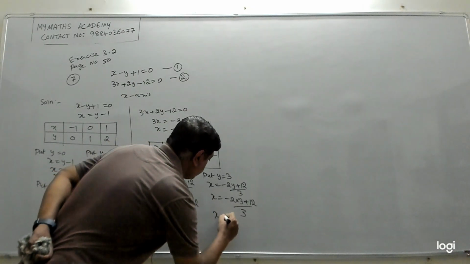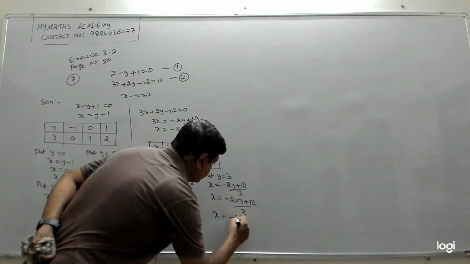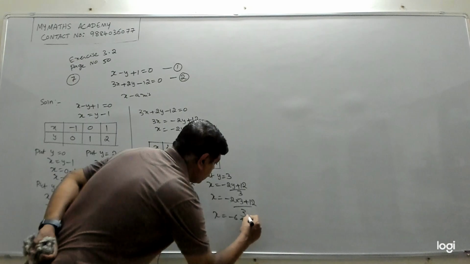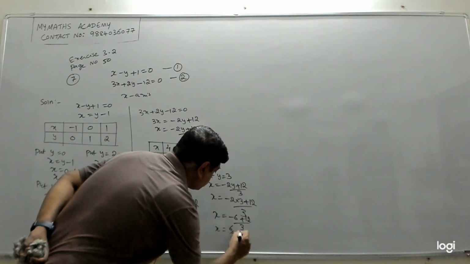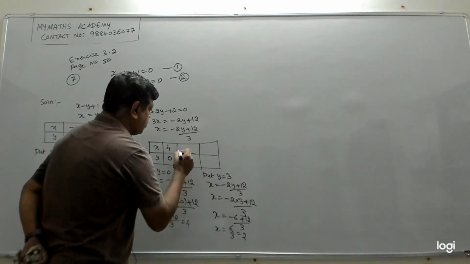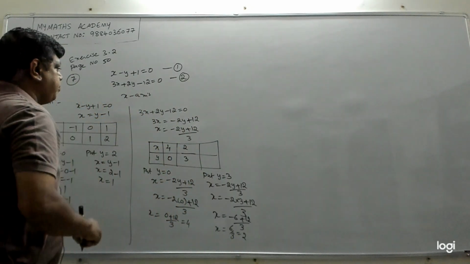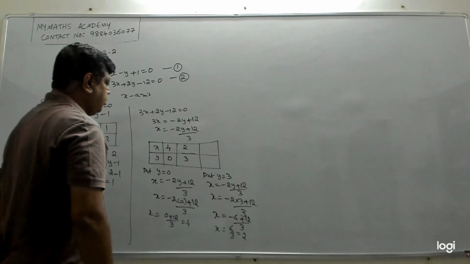So everywhere I am writing that. So x is equal to, now what, minus 2 into 3 is minus 6 plus 12 by 3. So my x becomes 6 by 3, which is 2. So if I substitute y is equal to 3, I am getting x is equal to 2. Now let's put another value.